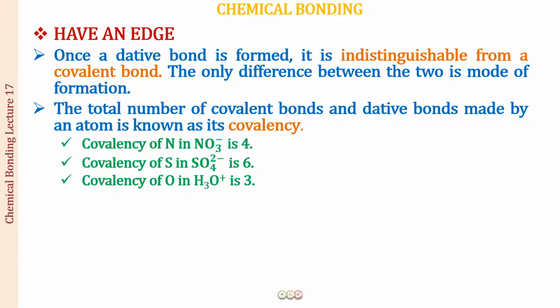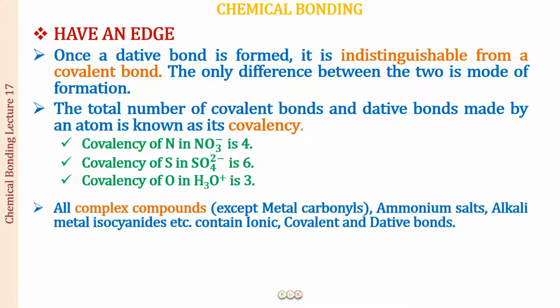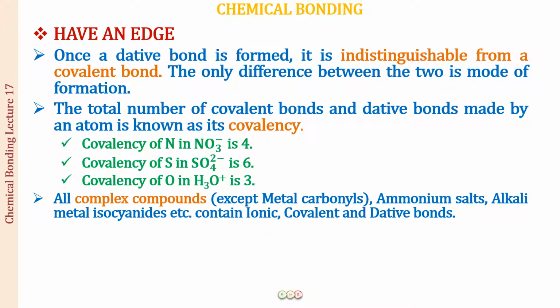Next, you can see in the case of oxygen, in case of H3O positive as well, the covalency of oxygen in general is going to be 2. Here it is showing 3 and it is forming a coordinate bond. The octet of oxygen again in this case would be complete. All complex compounds except the metal carbonyls, like the ammonium salts, the alkali metal hydrides, etc., consist of ionic, covalent and dative bonds, all the three.